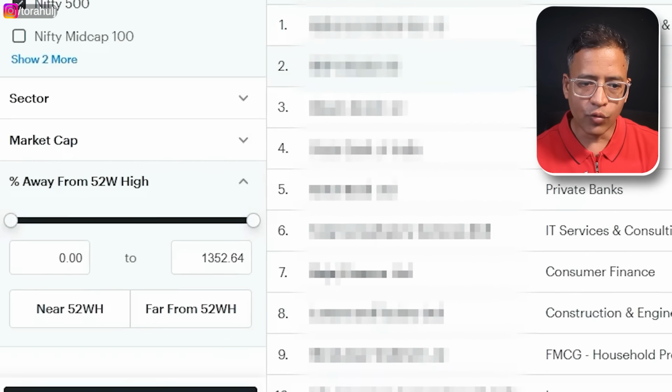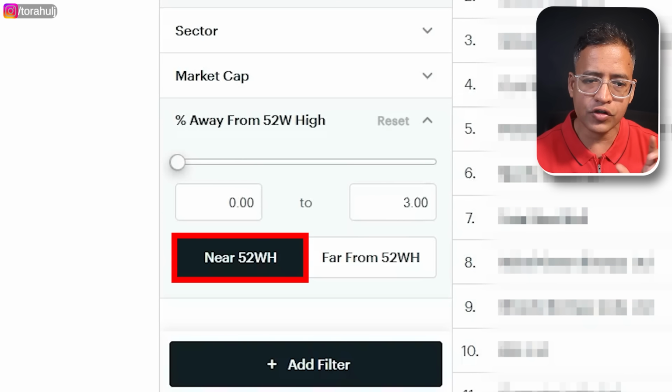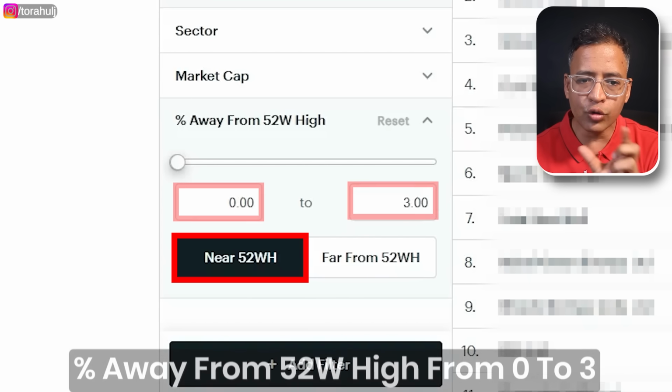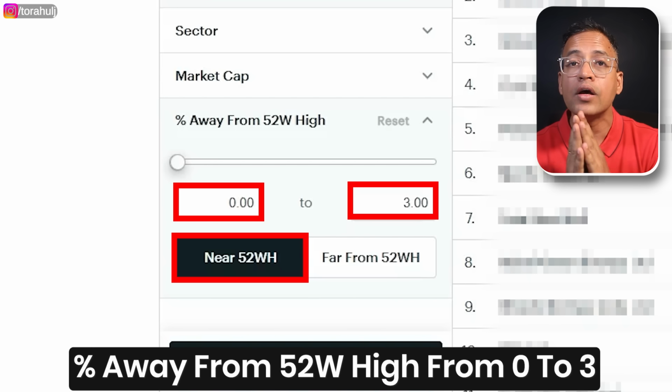What we want to get to is only those companies where the current price is very close to the 52-week high. For that, we click on near 52-week high, which shows companies that are between 0 to 3% of their 52-week high. Why are we doing this? Because when a company is trading at almost its 52-week high, it tells you the company is in momentum. There is potentially huge buying happening in that company. Whether that buying can sustain or not is a secondary question. We are going to find that out in a few minutes. But the idea is to first shortlist those companies that are showing good price momentum.